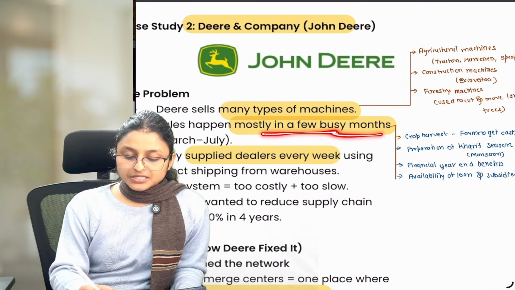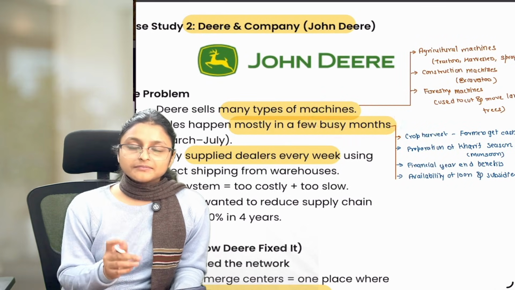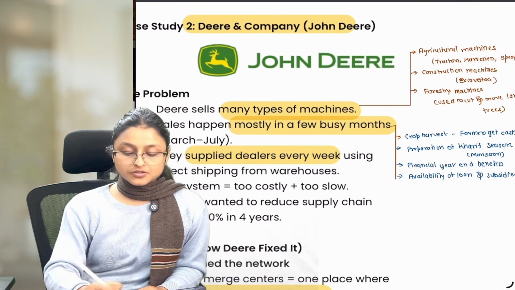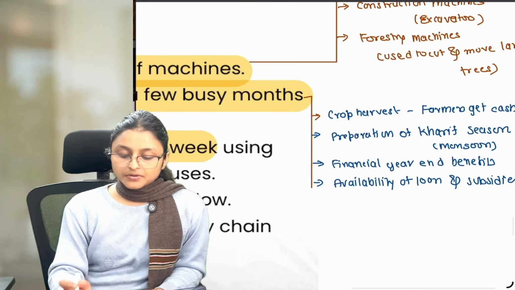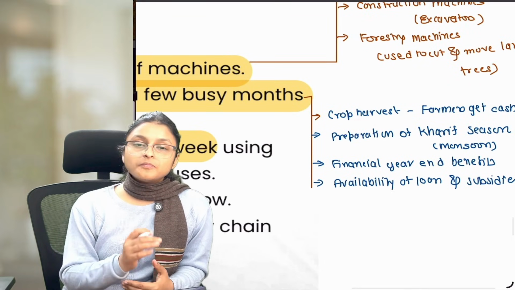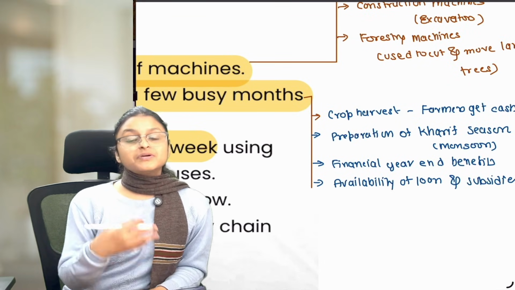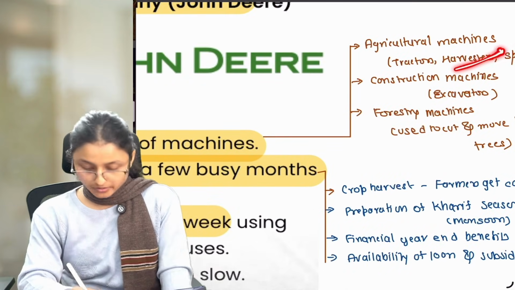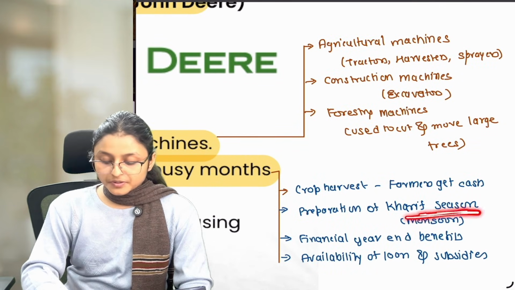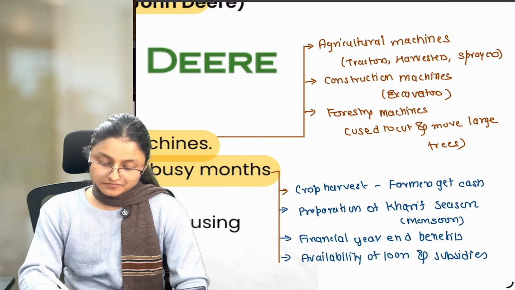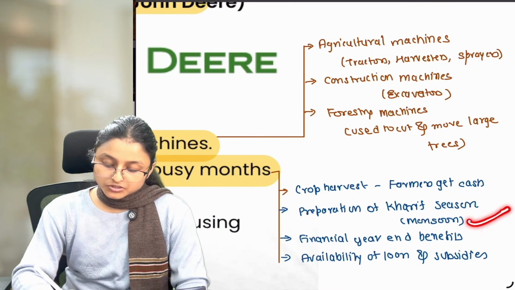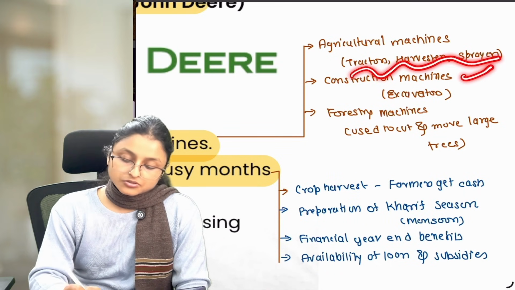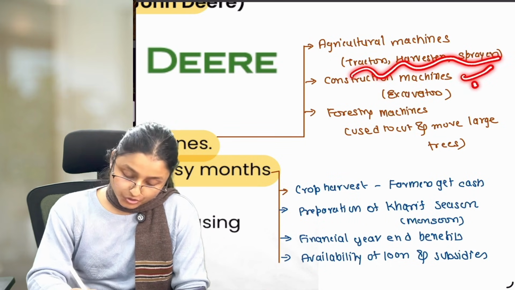Sales mostly happen in busy months. March to July is the period where the highest amount of sales happens for John Deere. Why? Because this is the period where crop harvest is done and farmers have cash, so they use it to buy some machines for agriculture. Next, this is the preparation of Kharif season also. Kharif means monsoon season. As monsoon season preparations are going on, we need these machines. So farmers buy them beforehand.